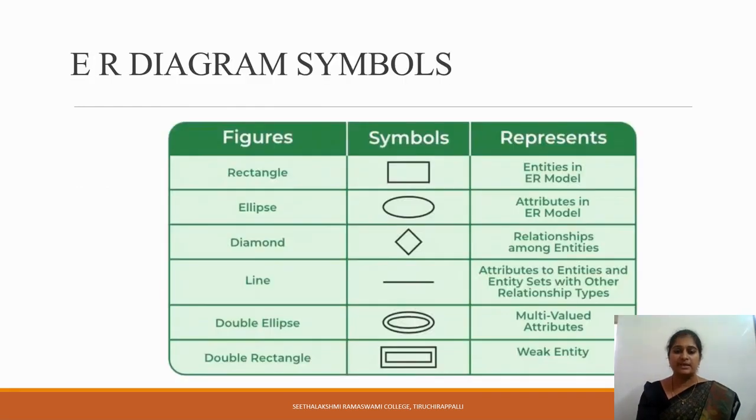These are the symbols used in ER diagram. Rectangle is used to represent the entity, and the ellipse is used to represent the attributes, and the diamond symbol is used to represent the relationship between the entities, and the line is for the connectivity between the entity and the relationship and the attributes, and the double ellipse is used to represent the multi-valued attributes, and the double rectangle is used to display the weak entity.